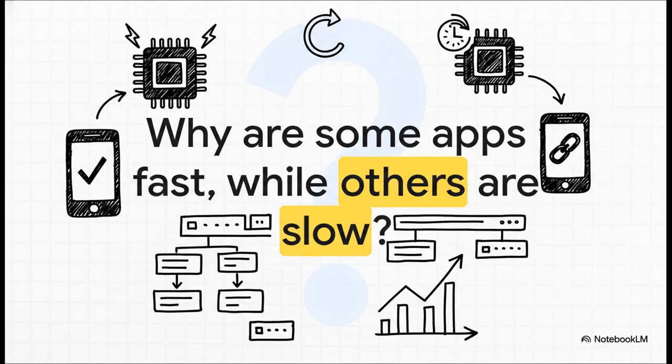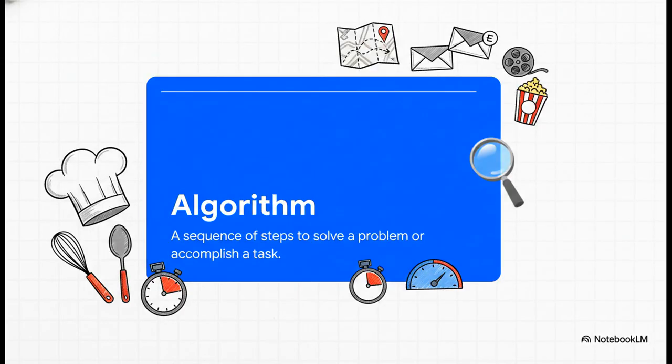And to really get that, we need to talk about something called algorithms. Okay, so what's an algorithm? The easiest way to think about it is like a recipe. It's just a set of steps a computer follows to get something done. Like sorting your email, or finding you the quickest way to work, or figuring out which movie to recommend. And just like with cooking, the quality of that recipe, that's what makes all the difference in speed.